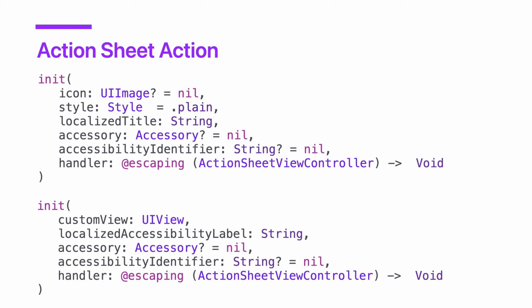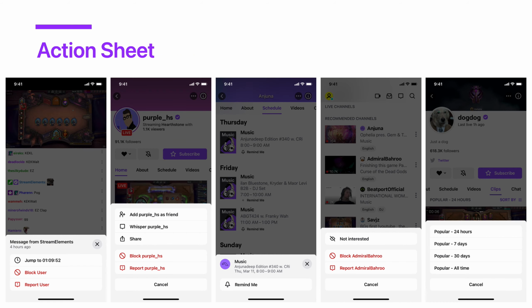And the same goes for the custom one. Many of these are also available for it. So we have the accessory, the accessibility identifier, and the handler. And then you can pass a custom view if these predefined styles don't fit your need. And you should also pass a localized accessibility label, because accessibility is pretty important in this component, so that users with VoiceOver are still able to understand what this action does and what it describes.